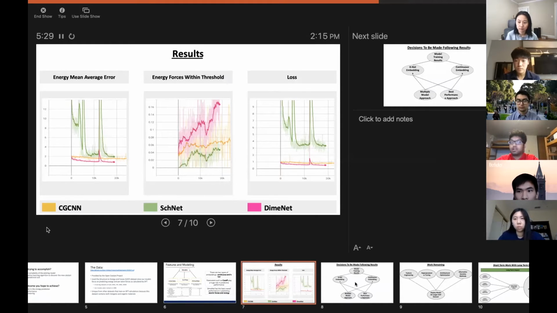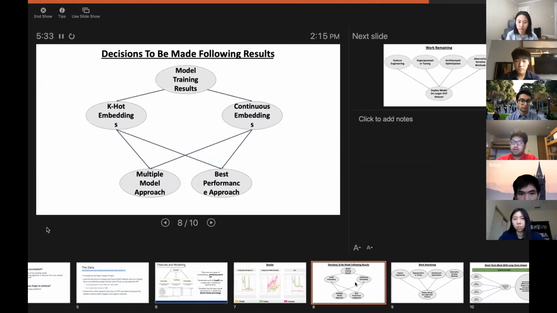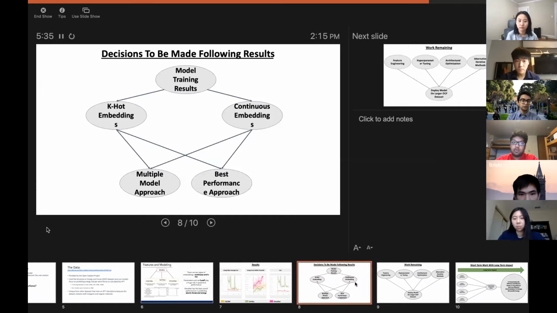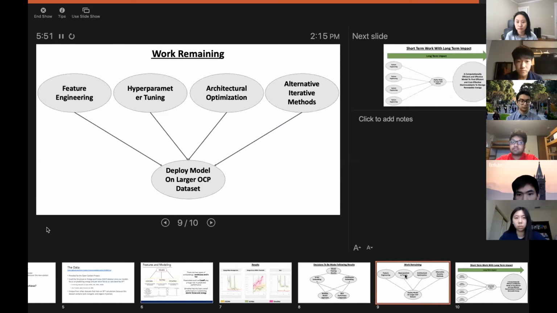And following these results, there are several decisions that we need to make. Those would be whether we implement either the K-HOT or continuous embeddings, and whether we continue to optimize all three of our frameworks, taking a multiple model approach, or if we pivot to optimizing our best performing algorithm, namely DimeNet. Regardless of all of these decisions, we have to continue our work with feature engineering and begin the process of hyperparameter tuning, architectural optimizations, and using alternative iterative methods for numerical optimizations.